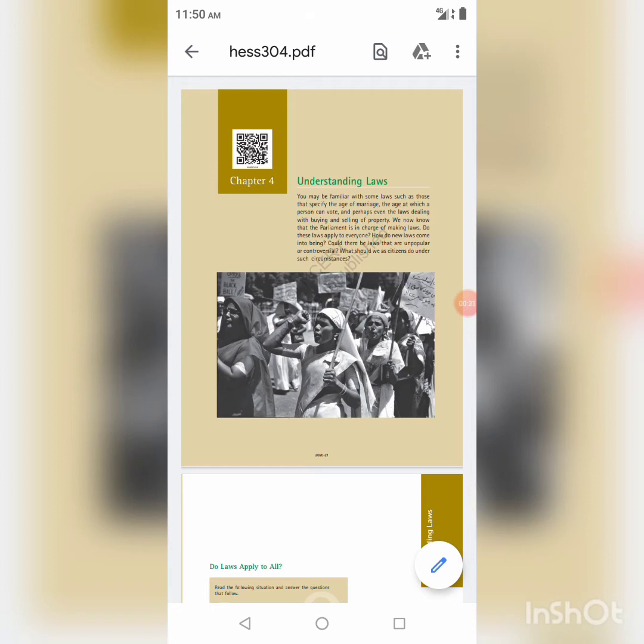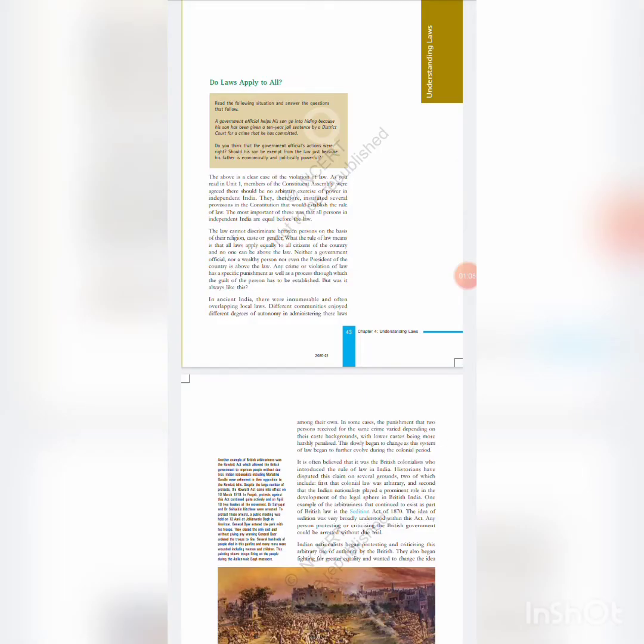Now, what are laws? The system of rules which a particular country or community recognizes as regulating the actions of its members and which it may enforce by the imposition of penalties. Do all laws apply to all?